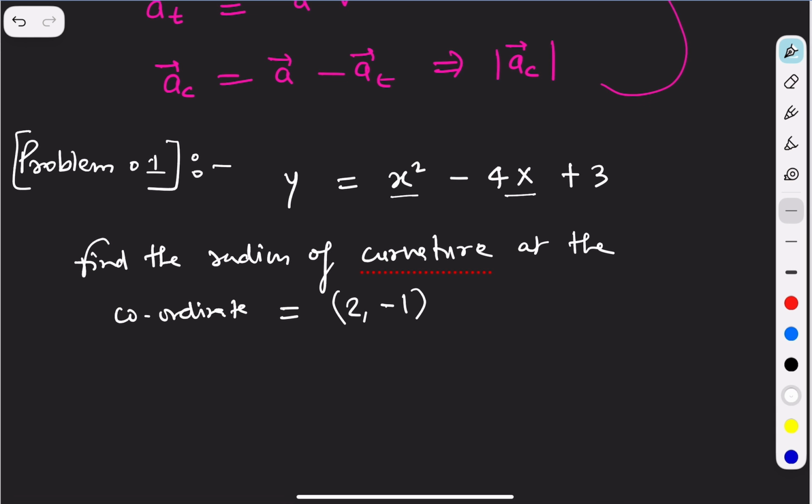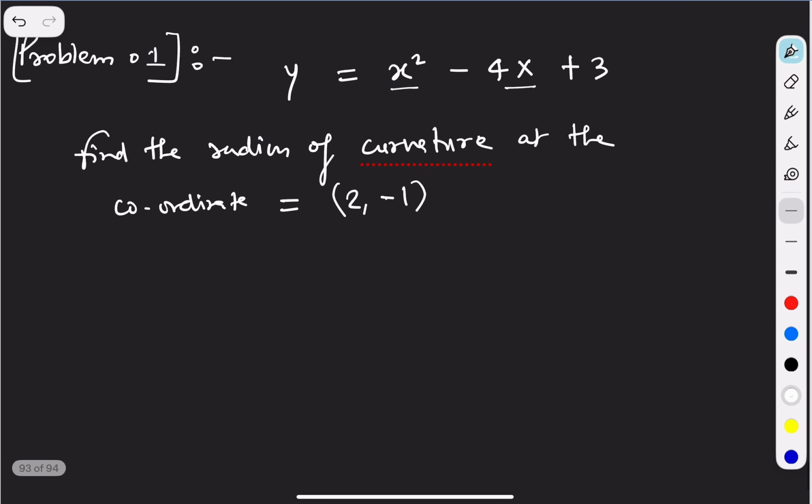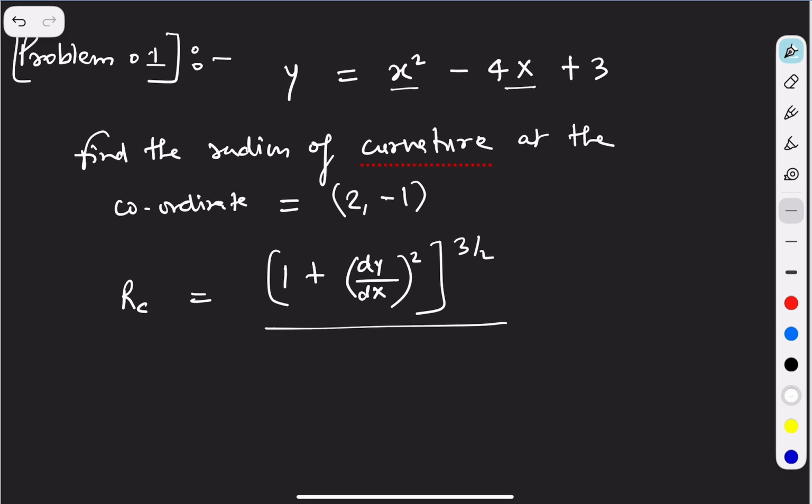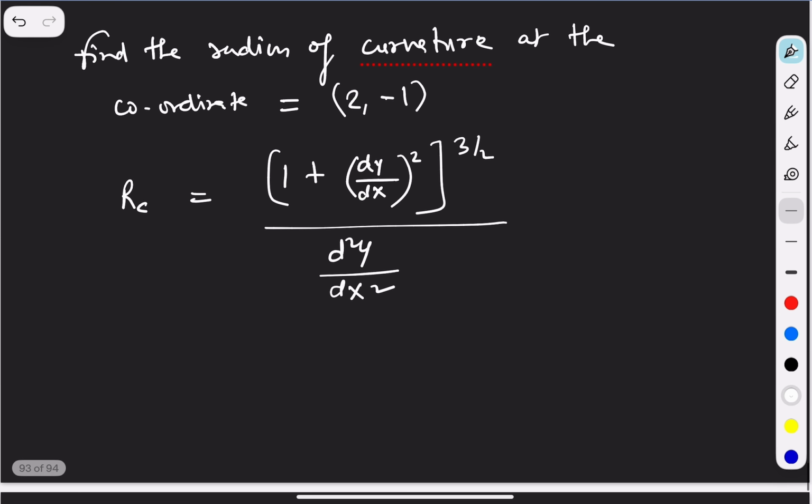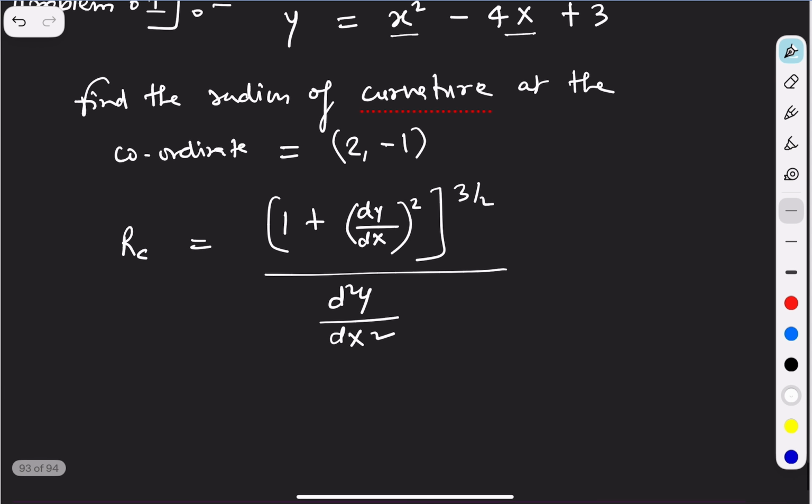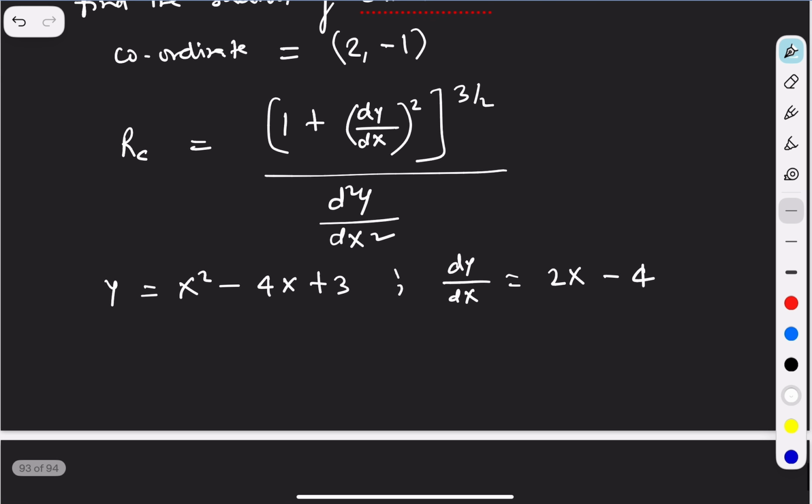What we will do first is use the formula: 1 plus dy by dx whole square, power 3 by 2, divided by d square y by dx square. So let me first differentiate the function and get the dy by dx value. As you see, y is equal to x square minus 4x plus 3. So dy by dx will be equal to 2x minus 4. And d square y by dx square will be 2.